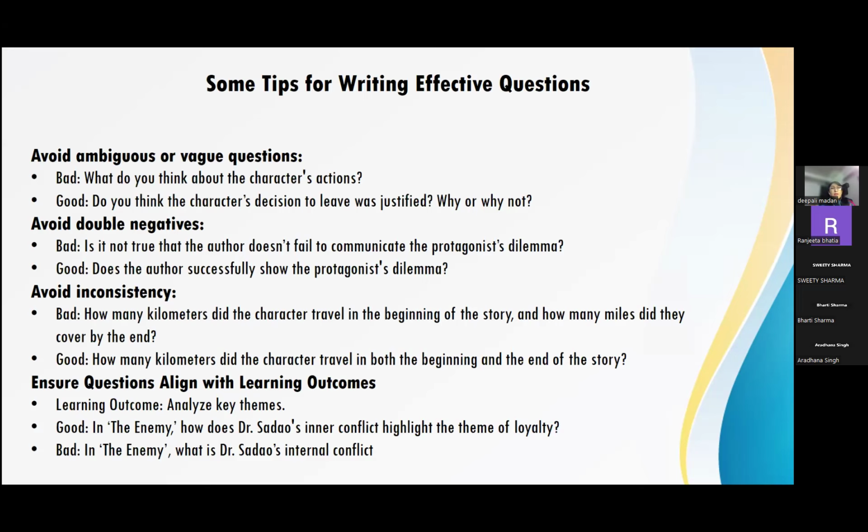So kilometers and miles, these are inconsistencies. The question should be framed in a very consistent manner. So we can say, how many kilometers did the character travel in both the beginning and the end of the story? Now we also have to ensure that the questions align with the learning outcomes.